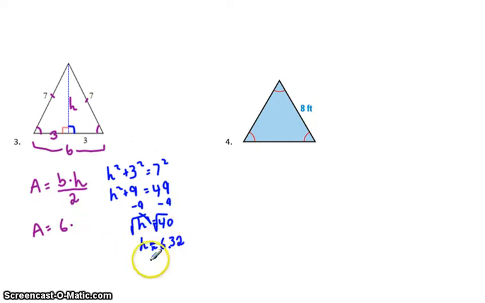So, now that we know the height is actually 6.32, we can go ahead and find the area of this shape. So it's 6 times 6.32 divided by 2. And if you finish those calculations, you'll find the area of this triangle is 18.90. And it doesn't have any units, no inches, no feet, so I'm just going to write units squared because area should be in square units.